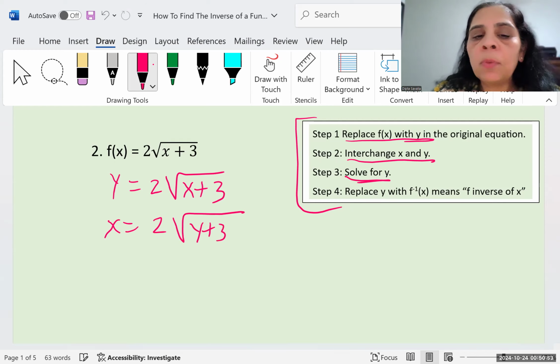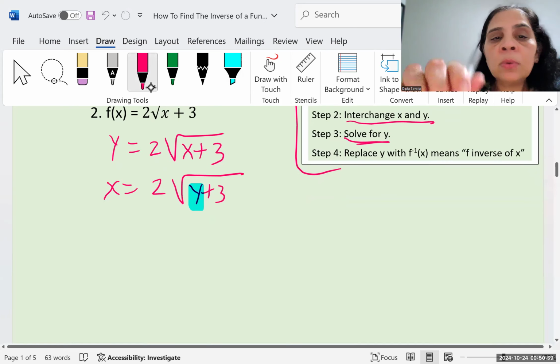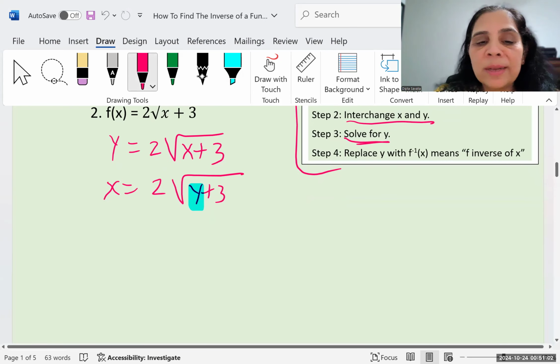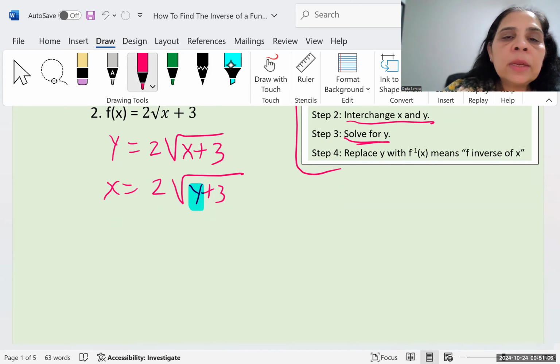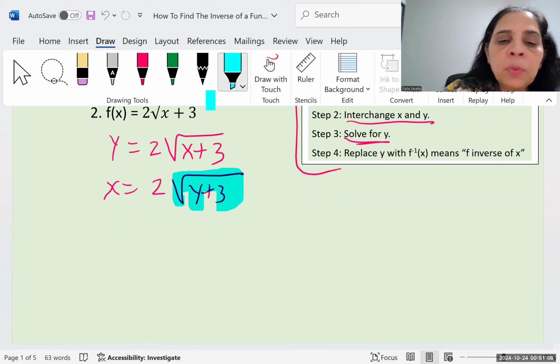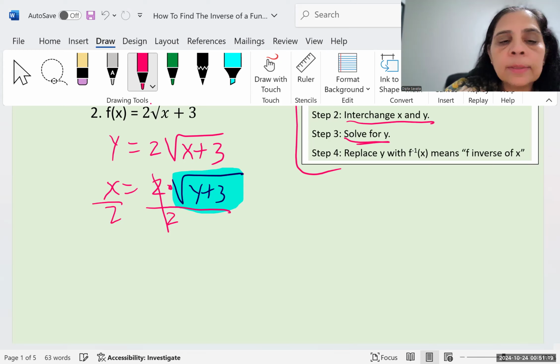Next step, solve for y. So we have to keep y by itself. How can we solve? Remember how to solve a square root equation. We will isolate this part. Here it is multiplication, 2 times the square root, so we can divide by 2 on both sides. Now we have x over 2 equals square root of y plus 3.